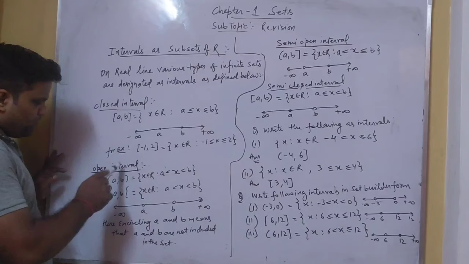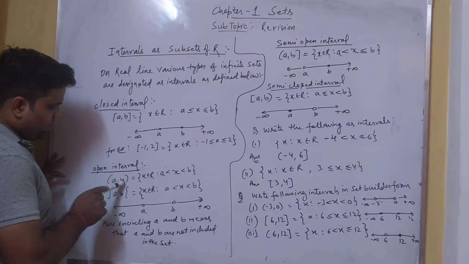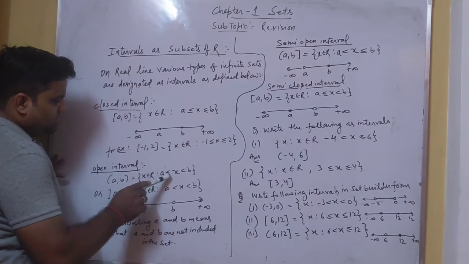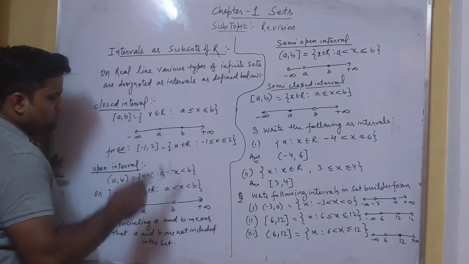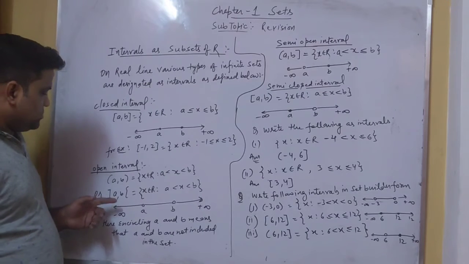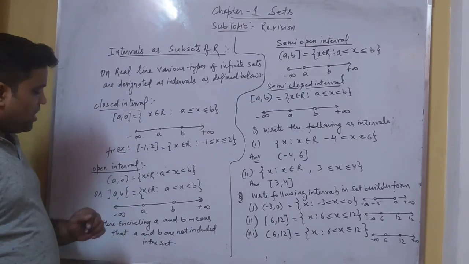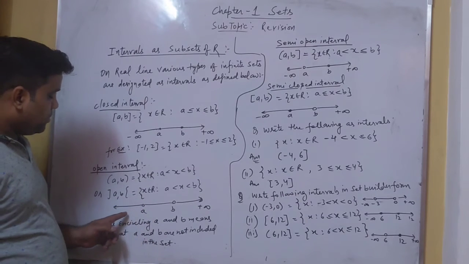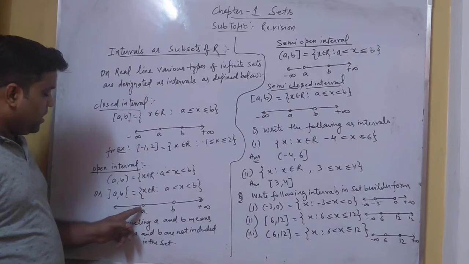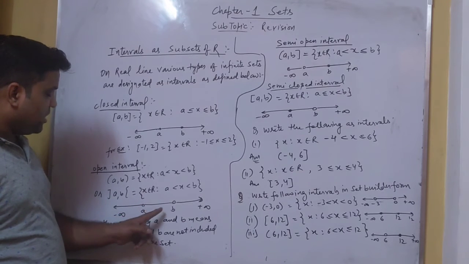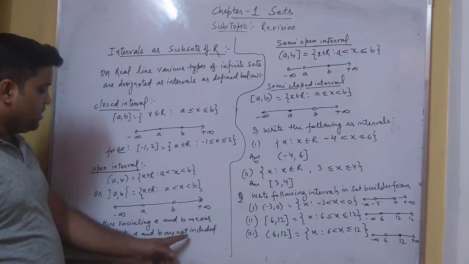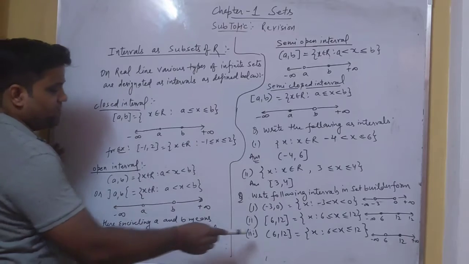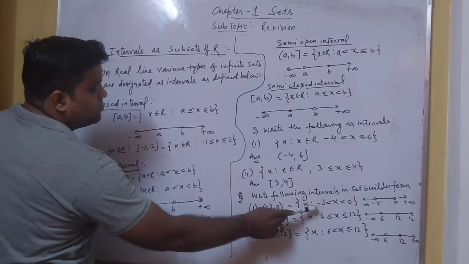Open interval, with open bracket A comma B, is represented as this. X belongs to R, where X is greater than A and less than B. On the graphical representation on the number line, these encircled A and B mean A and B are not included in the set. So this is the representation of the open interval. Here this is an example of an open interval.